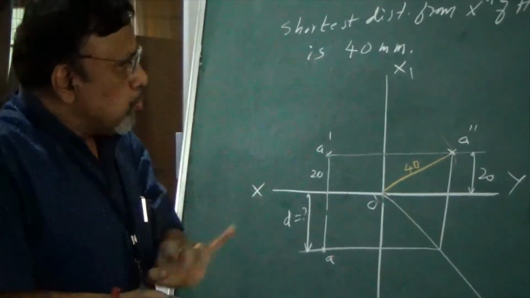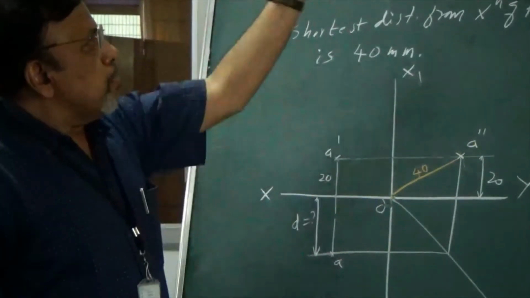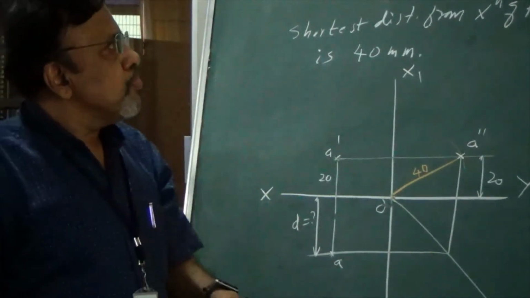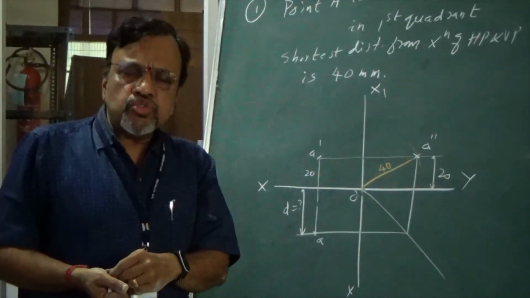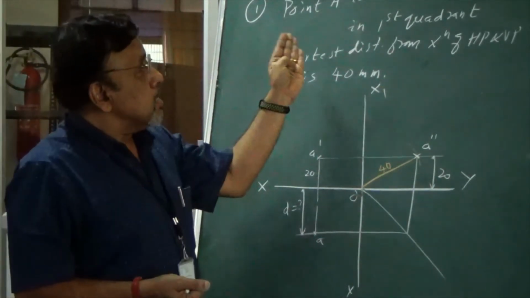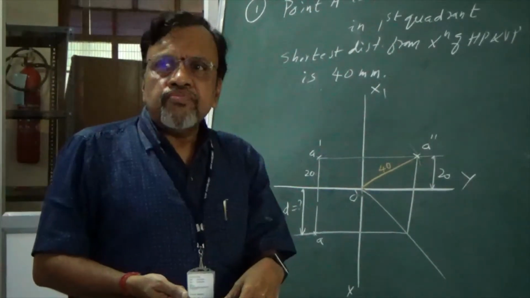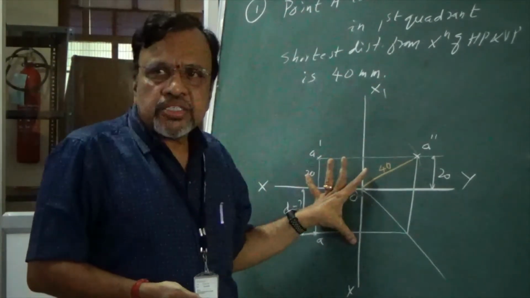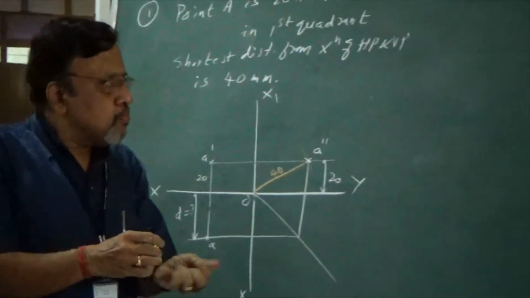Now, similar to this problem, I can also give one more problem, which I will just explain to you. Let us say a point P is 20 mm below HP and it is in the fourth quadrant. Then also we can do it along similar lines. I will just give it to you. Okay. Now I will go to the last problem.